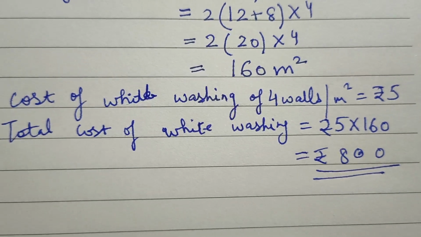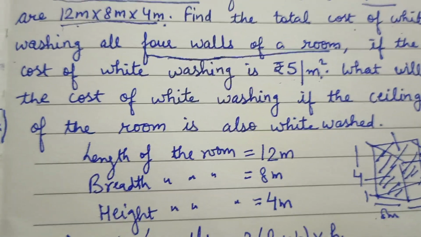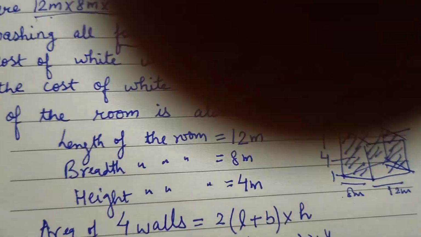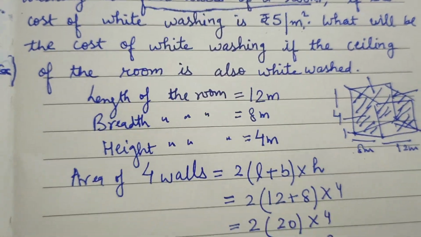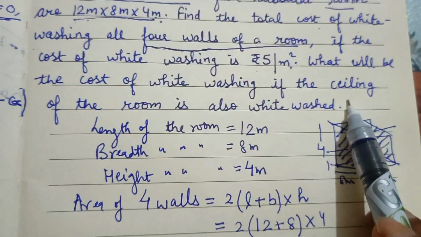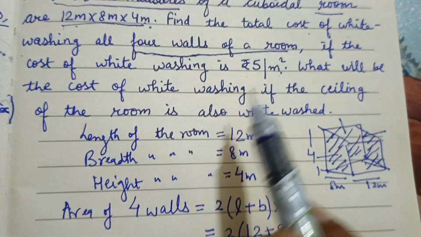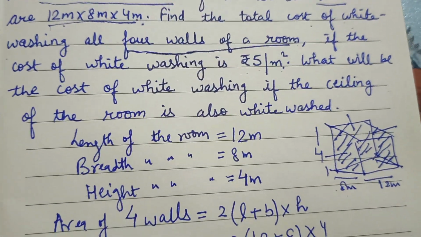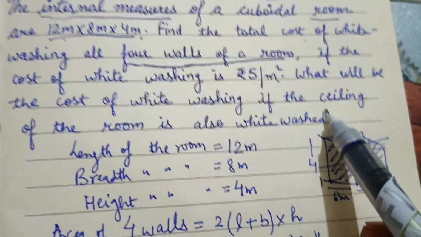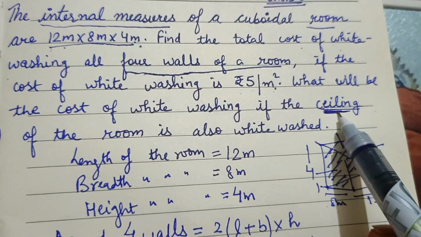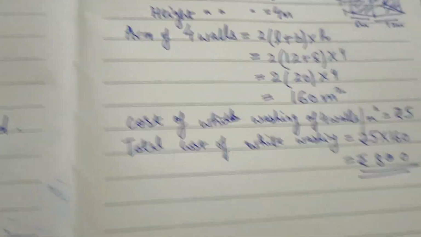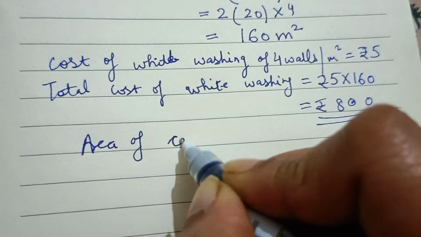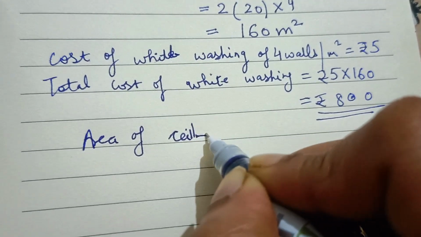After finding the cost of the 4 walls, we need to find what the total cost of whitewashing will be if the ceiling of the room is also whitewashed. The ceiling also needs to be whitewashed, plus the area of the 4 walls. Then we'll find the total cost, right? So firstly we'll find the cost of whitewashing the ceiling. We need to find the area of the ceiling of the room.